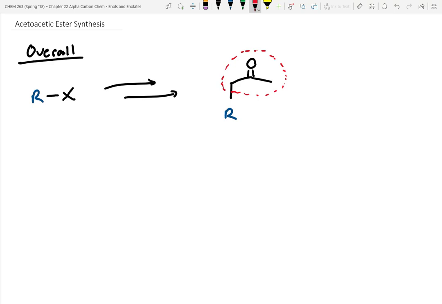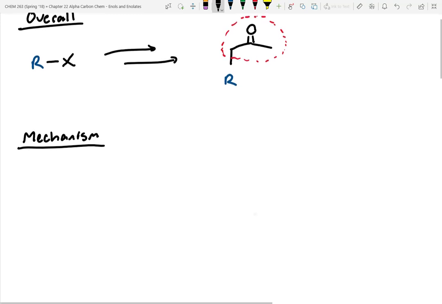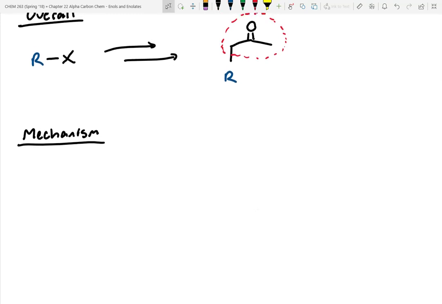All right, so let's take a look at the mechanism. Mechanism is very similar to what we previously saw. However, instead of using diethyl malonate, we're going to use a different starting material. That's half ester, half ketone. And just like before, we're going to treat this with ethoxide. We're going to pluck off one of these alpha protons.